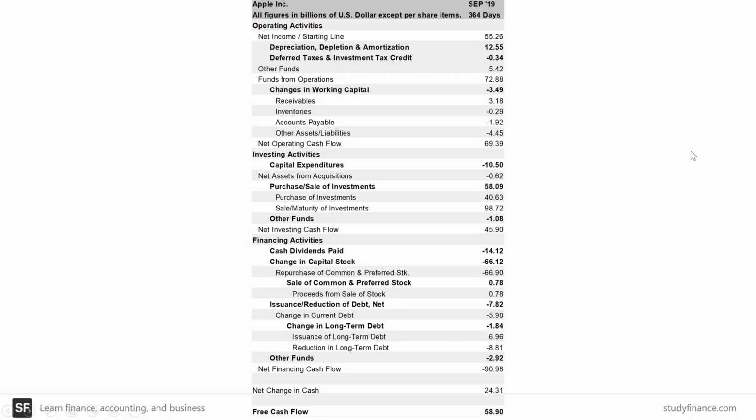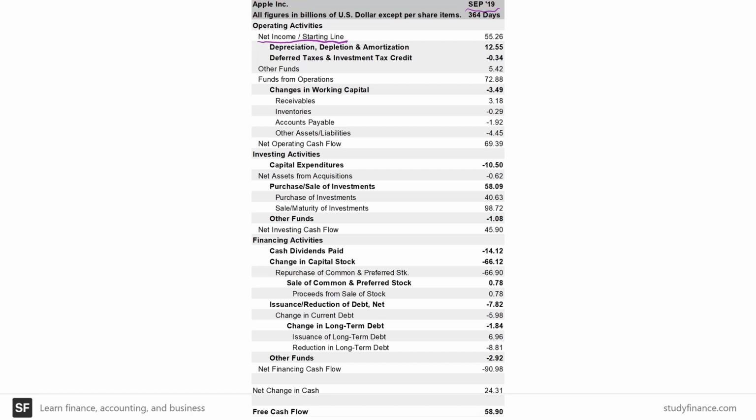So continuing with our previous trend, we'll take a look at Apple's statement of cash flows. And recognize that we're also looking at a period of 2019, which had a fiscal year ending in September. So much like our income statement and our balance sheet. So starting from the top, we have net income. In this case, they actually labeled it for us and called it starting line. Then we have our non-cash adjustments, which include depreciation, amortization, and deferred taxes.